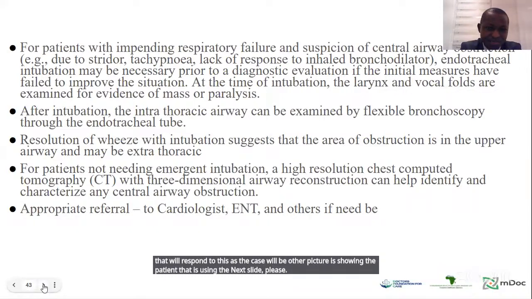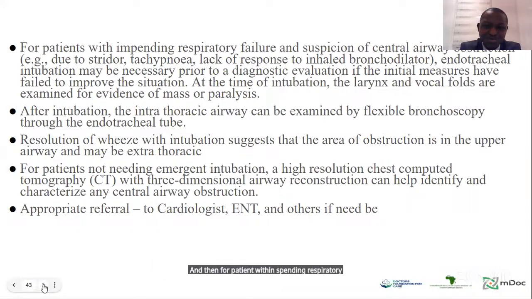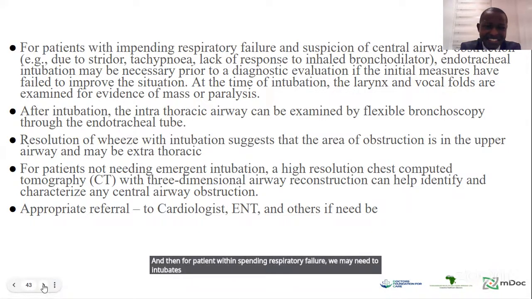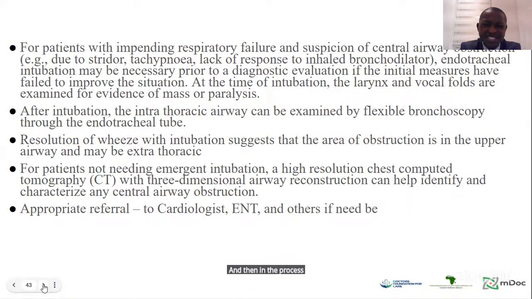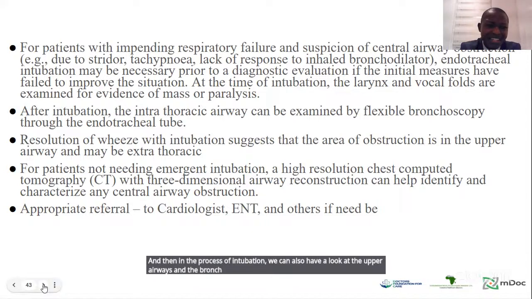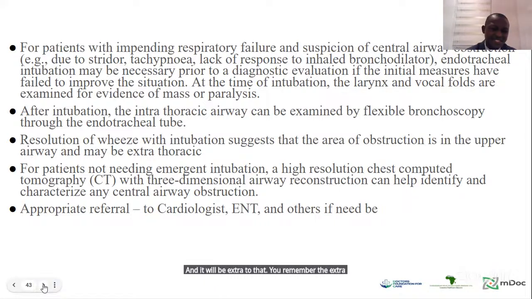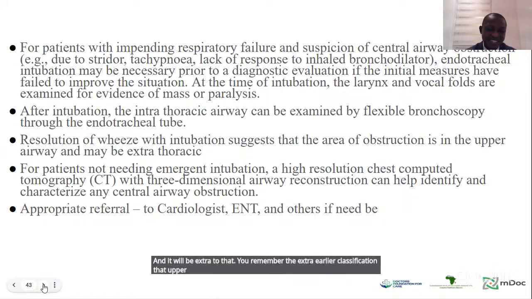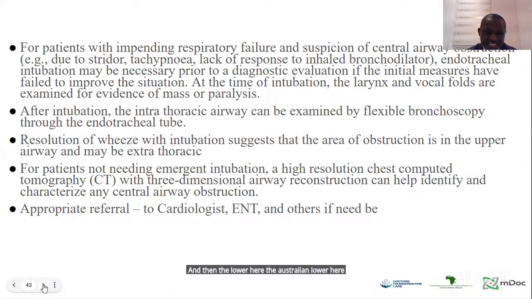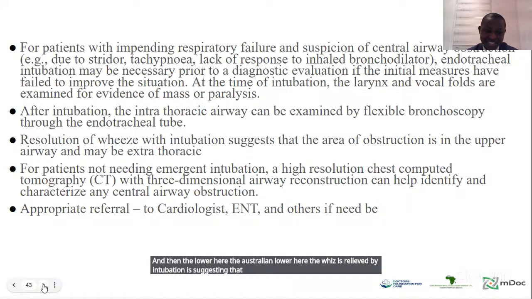And then for patients with impending respiratory failure, we may need to intubate them. In the process of intubation, we can also have a look at the upper airways, and bronchoscopy can be done. And if there's resolution of wheezing with intubation, it suggests that the area of obstruction is actually in the upper airway, and it will be extrathoracic. You remember the earlier classification that upper airway obstructions can either be extrathoracic or intrathoracic, and then the lower airway obstruction. So if the wheeze is relieved by intubation, it suggests that it's upper airway and it will be extrathoracic.